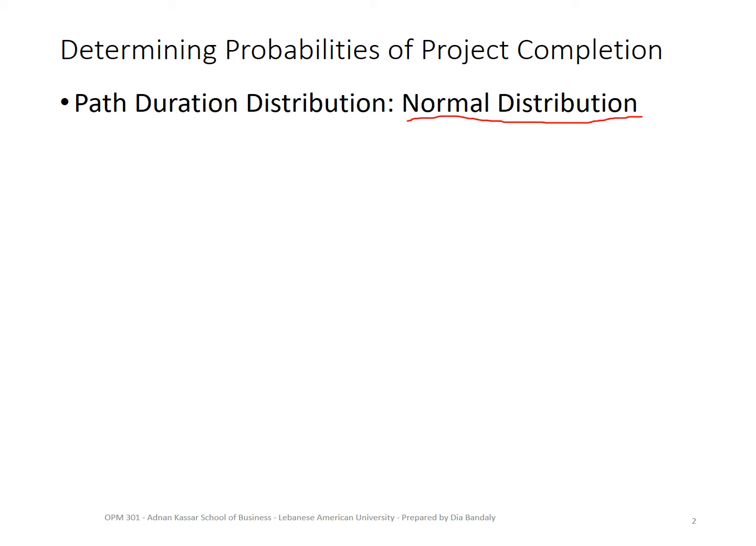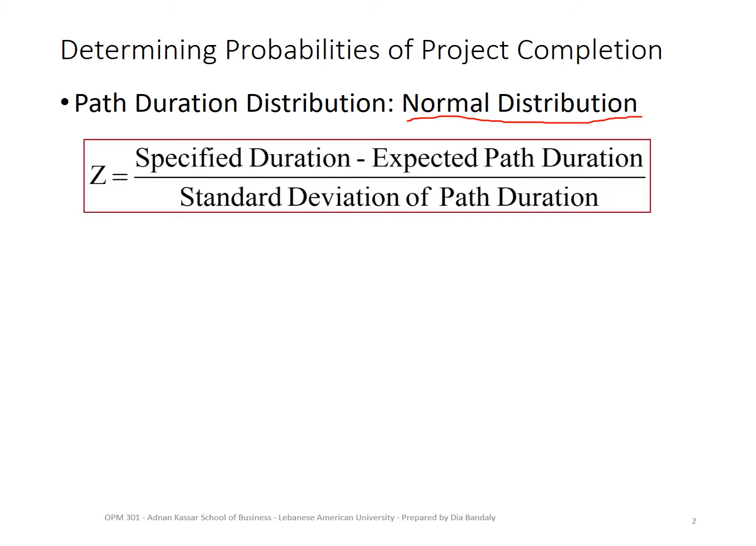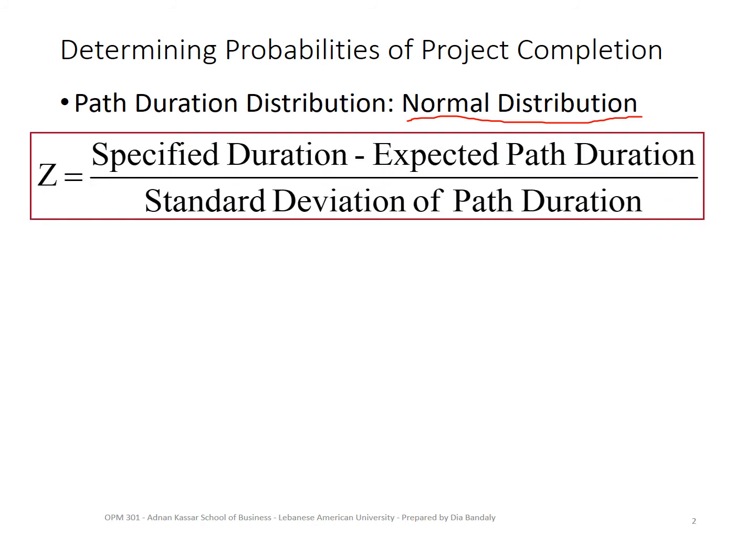Only then will I be able to use my magic z value, remember it, where z is equal to x minus mu over sigma. Remember this relationship between the values of z and the values of x, where x is a normal distribution with a mean of mu and standard deviation of sigma. So for every value of x, I can find its corresponding value z.